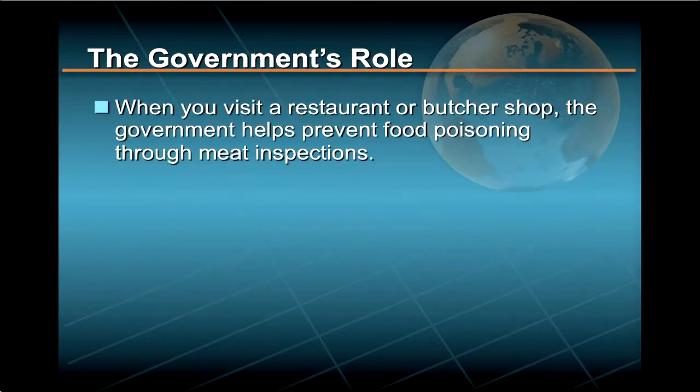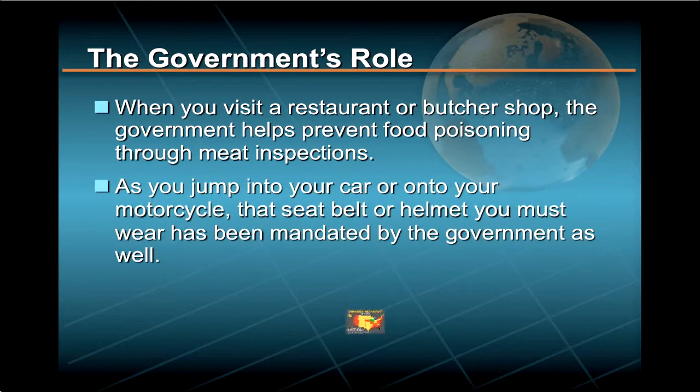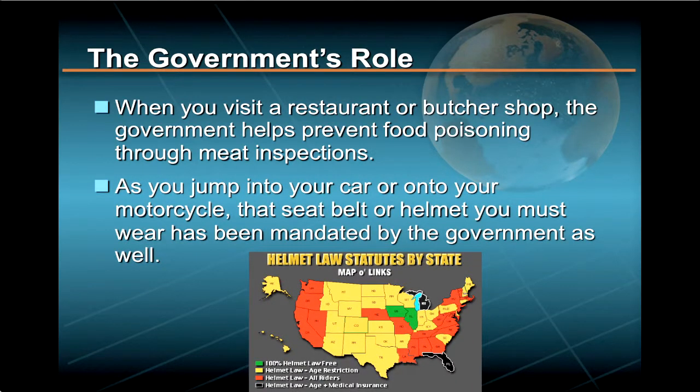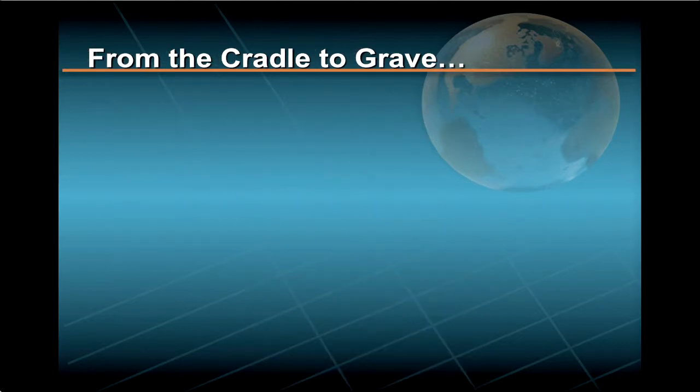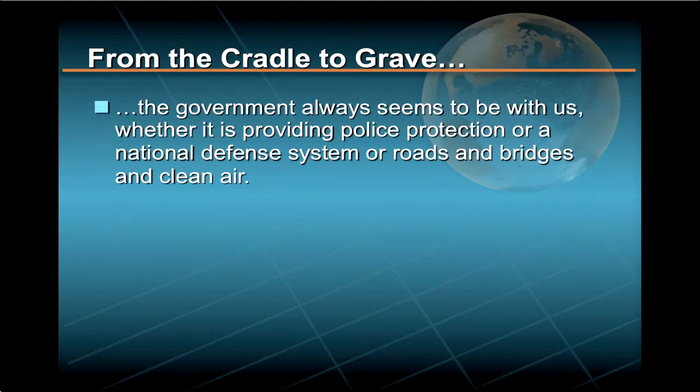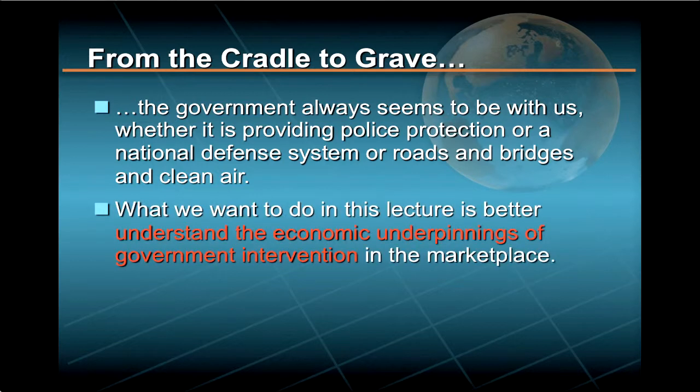When you visit a restaurant or butcher shop, the government is there too, helping to prevent food poisoning through meat inspections. And as you jump into your car or onto your motorcycle, that seatbelt or helmet you must wear has been mandated by the government as well. In fact, from cradle to grave, the government always seems to be with us, whether it is providing police protection or a national defense system or roads and bridges and clean air. What we want to do is better understand the economic underpinnings of government intervention in the marketplace.